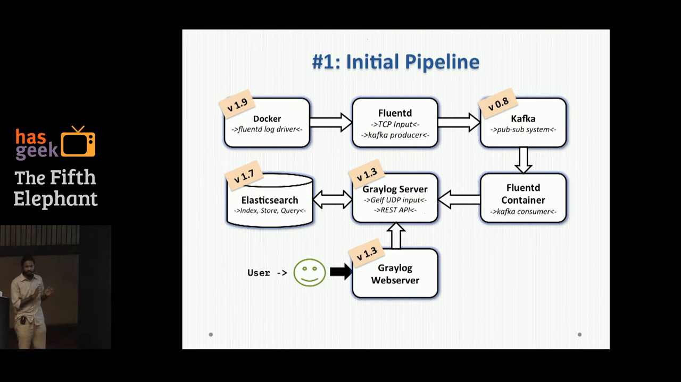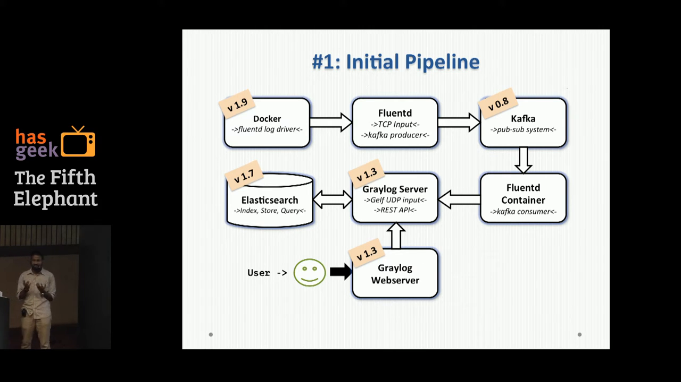Docker is powering most of our microservices. There are tons of microservices, and all the applications are logging to standard out, which can be cached by a Docker logging driver. We are using a Fluentd log driver instead of the default one, which writes into file. This in turn is sending the traffic to Fluentd on a TCP port.